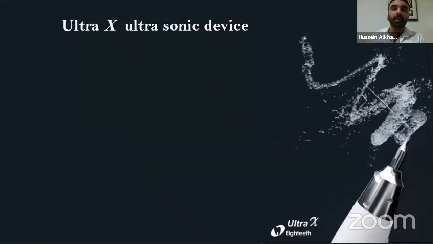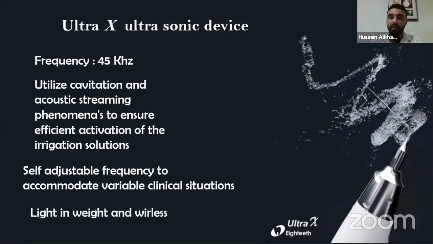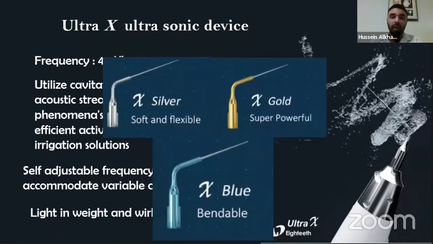The Ultra-X ultrasonic device operates at an ultrasonic frequency of 45 kilohertz. It depends on cavitation and acoustic streaming to activate the irrigation solution. The generated frequency inside the root canal is automatically adjusted by this device to ensure maximum safety and function. Also, it is available in various tips that can make different clinical applications.